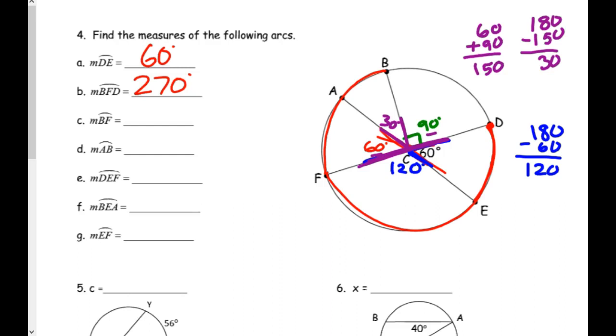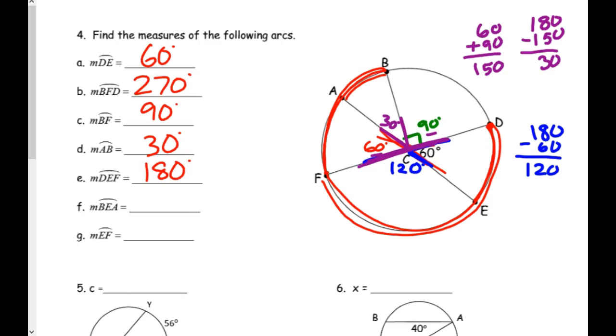Okay, BF, from B to F, I'm adding two angles, 30 plus 60, 90 degrees. AB, there it is, and the center is 30 degrees. DEF, starting at D, going to E, going to F, two angles that make half a circle. I know it's 180 degrees.